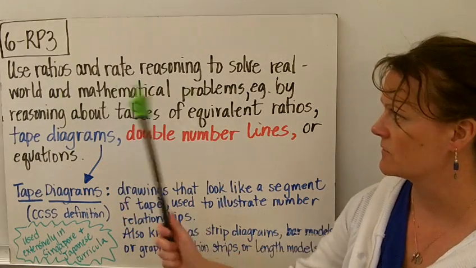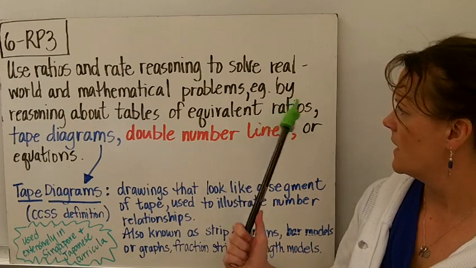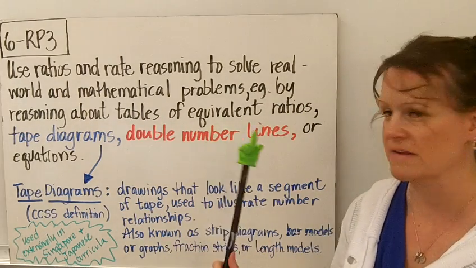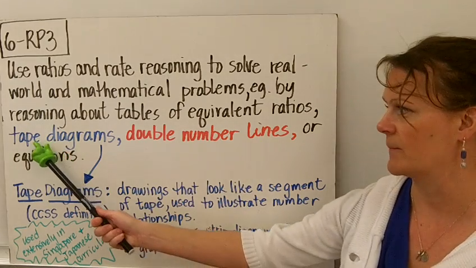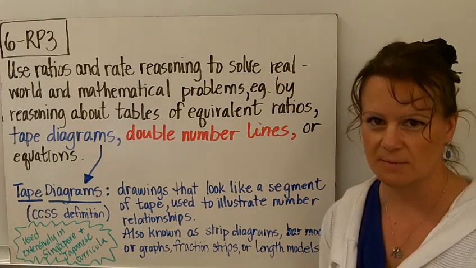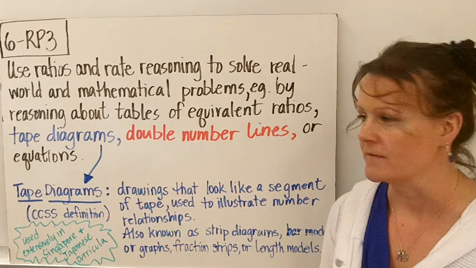The standard reads to use ratios and rate reasoning to solve real-world and mathematical problems by reasoning about tables of equivalent ratios, and this is where you see this in the Common Core. For example, tape diagrams, double number lines, or equations. So I'm just going to specifically talk about tape diagrams and double number lines in this little video segment.